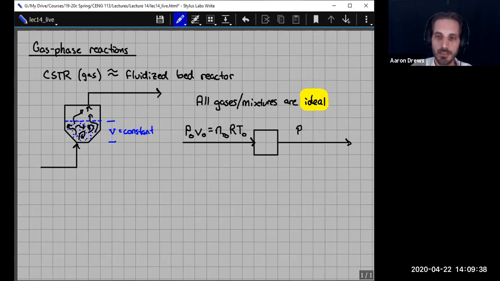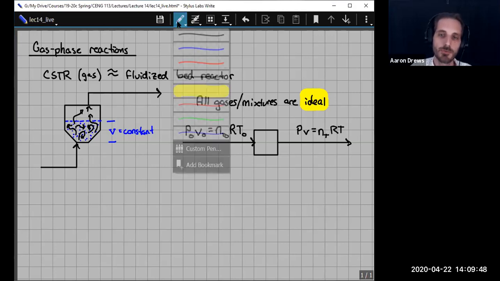On the outlet side of the stream, or outlet side of the reactor, the ideal gas law still holds. So it's still PV equals NRT, except there's no subscript, right?